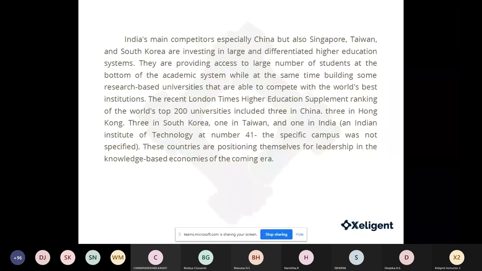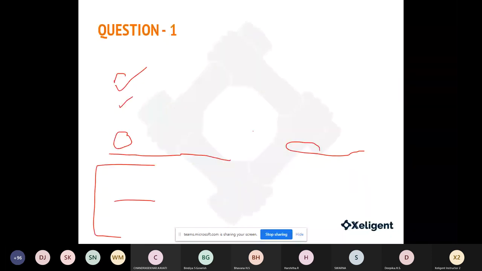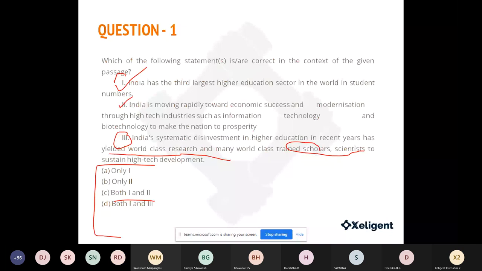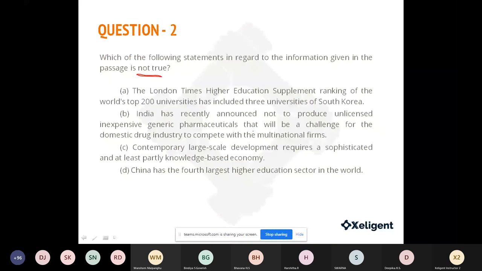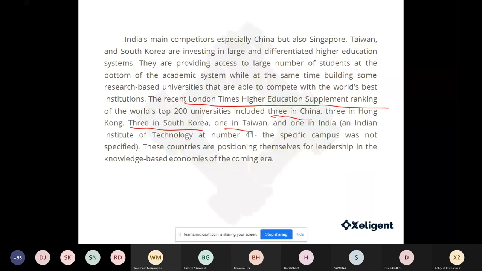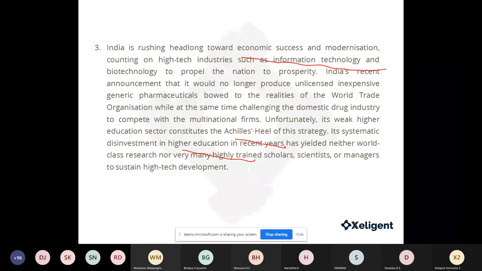Here we have the fact: included 3 in China, 3 in Hong Kong, 3 in South Korea, 1 in Taiwan, and 1 in India. So this is the fact which the passage speaks, and according to that fact we have the option. 3 universities in South Korea, so that's actually correct. And India has recently announced not to produce unlicensed, inexpensive generic pharmaceuticals, which will be a challenge for the domestic drug industry. That is again true because we have it in the very first paragraph itself. See, India's recent announcement. So it speaks about the domestic drug industry. So this is also true.